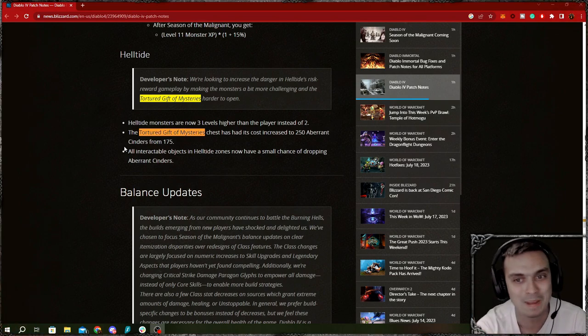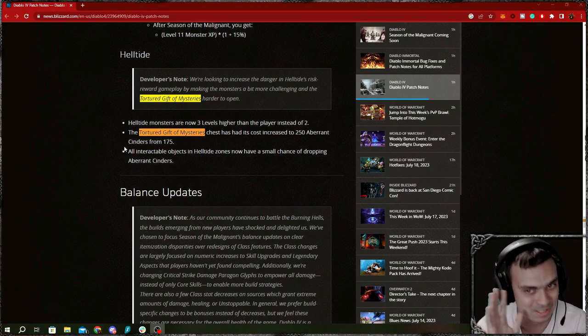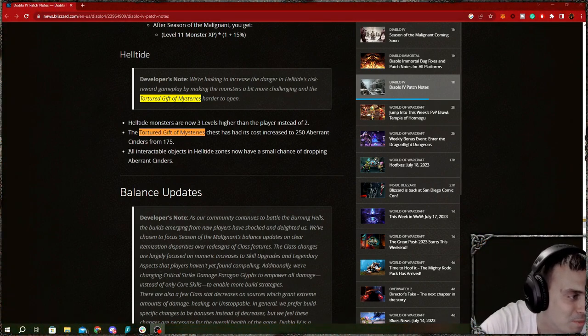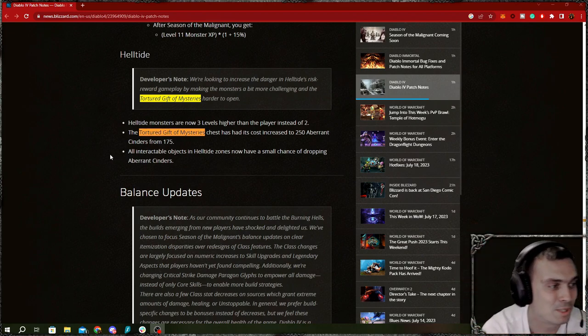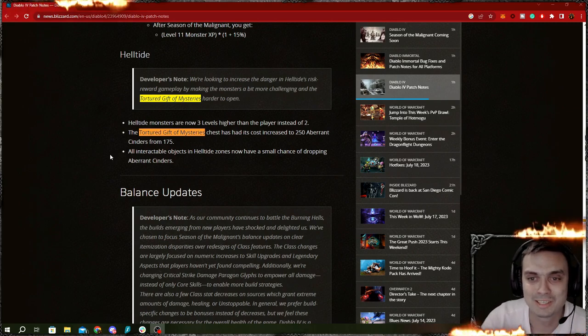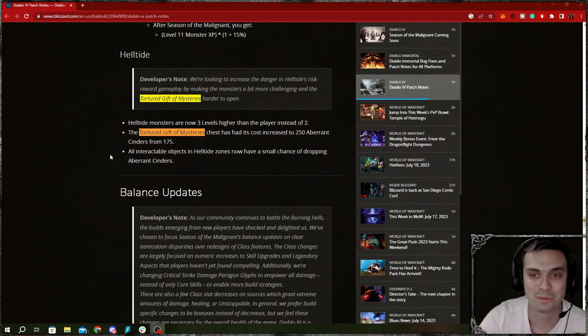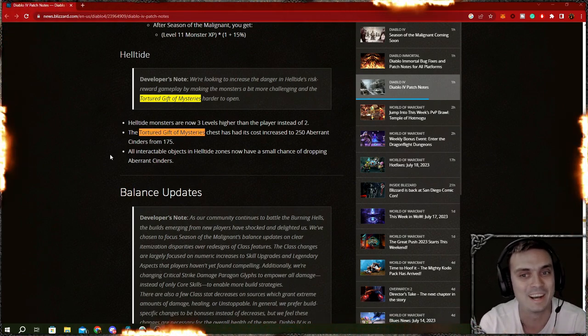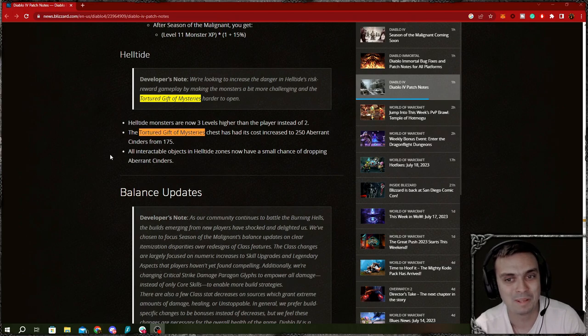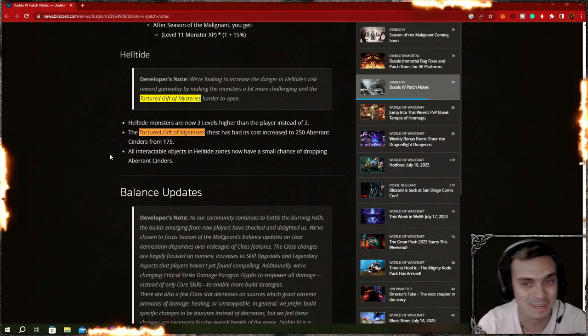I killed huge packs, did events, and there's a huge drop in those things. The final option over here says all interactable objects in Helltide zones now have a smaller chance of dropping those cinders. I thought the interactable is those kind of stones or mines or whatever, or that rose tree, right? But it actually also has an effect in events and other places, because I grinded that today before the update and after the update, and I feel the difference, man.